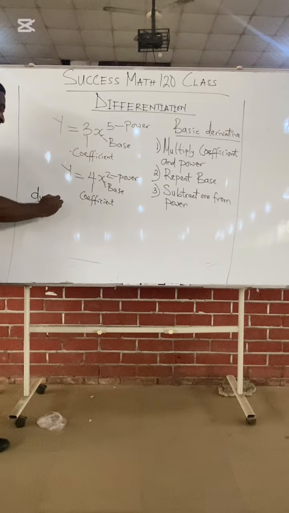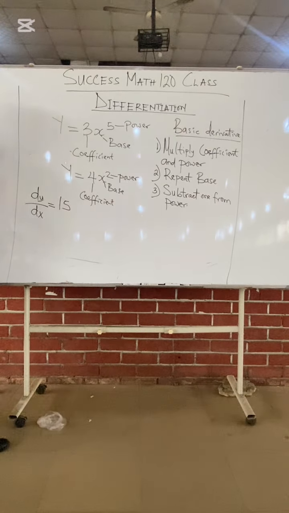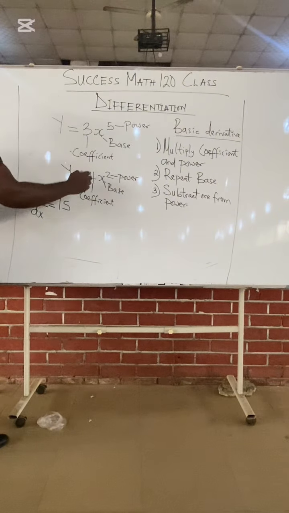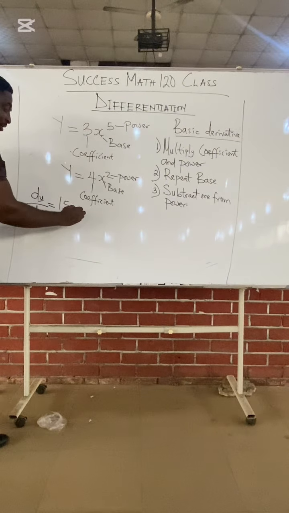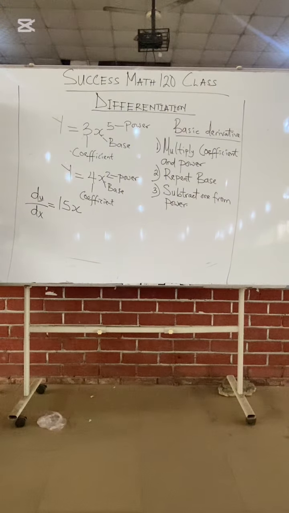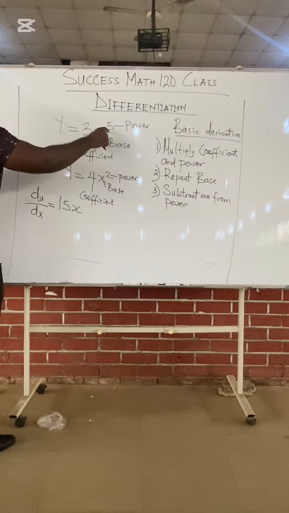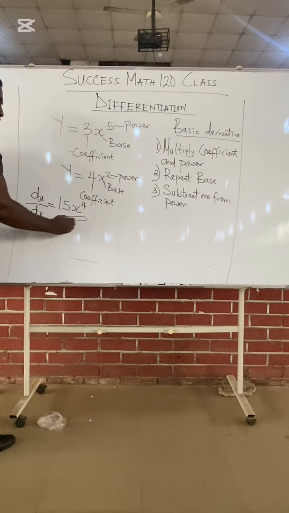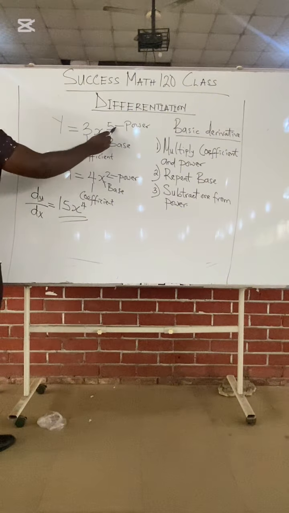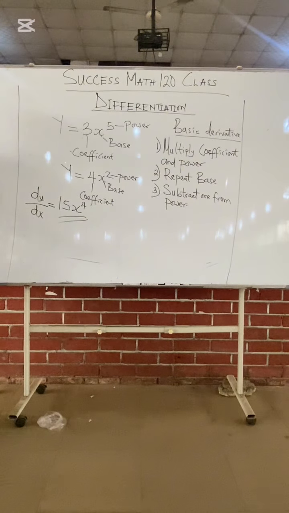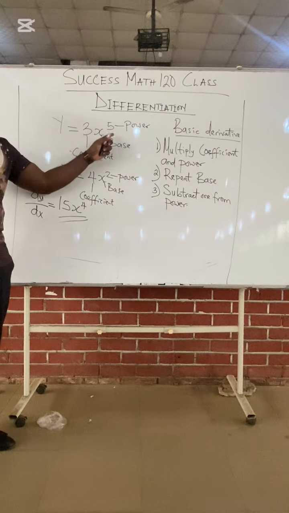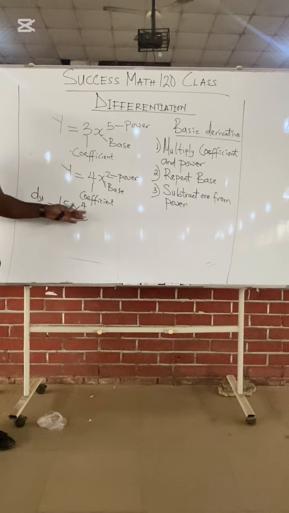On dy dx, the first step says multiply the coefficient and the power. That's 3 times 5, 15. Step 2 says repeat the base. Who is the base? X. So write down your x. And step 3 says subtract 1 from the power. So 5 minus 1. So class, the differentiation of 3x raised to power 5 is 15x raised to power 4.